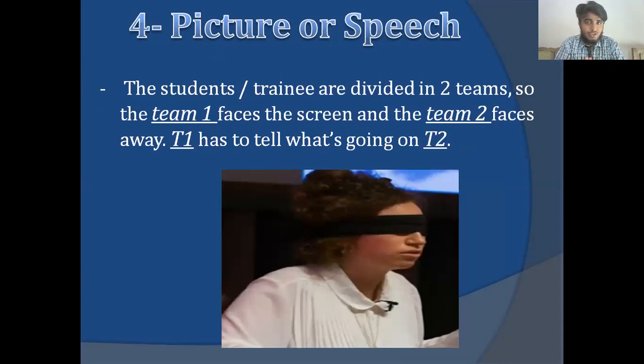There is a spelling and a screen. Team one is facing the screen and team two faces away from the screen. The students are divided between the two teams. The team which faces the screen will be asked by team two, who are facing away, "Okay, what is going on?" Then team one has to tell them.